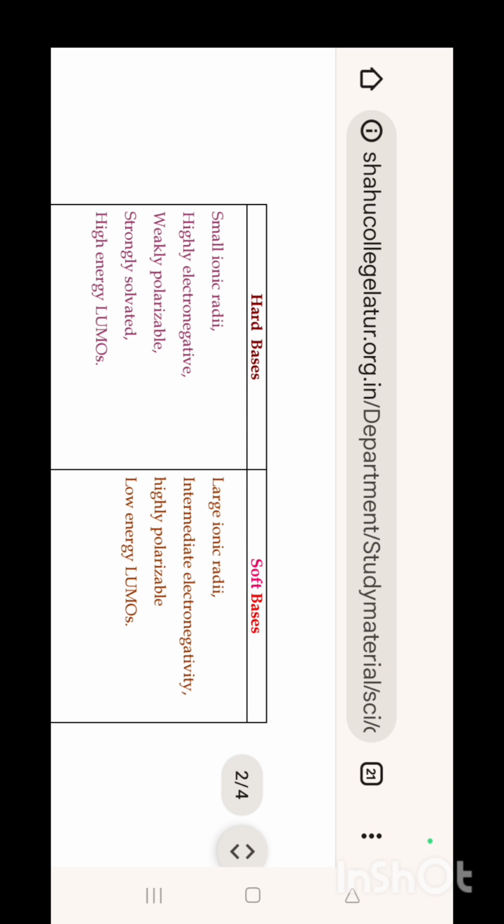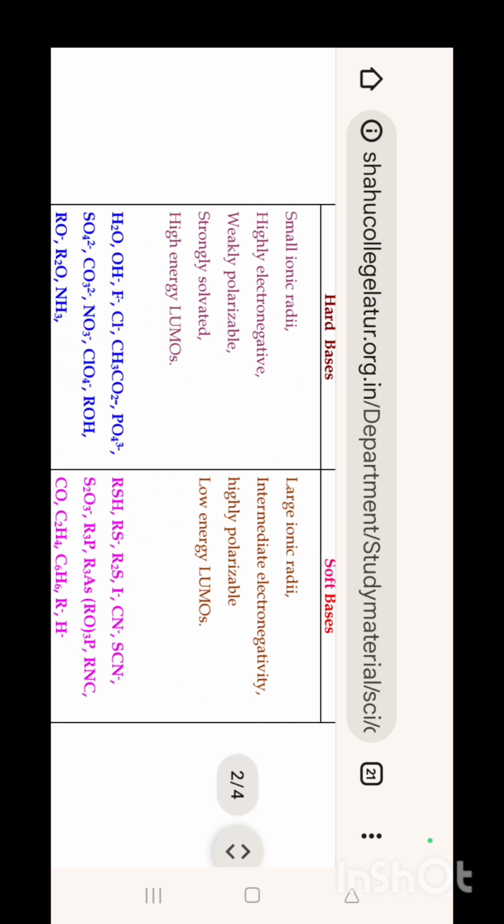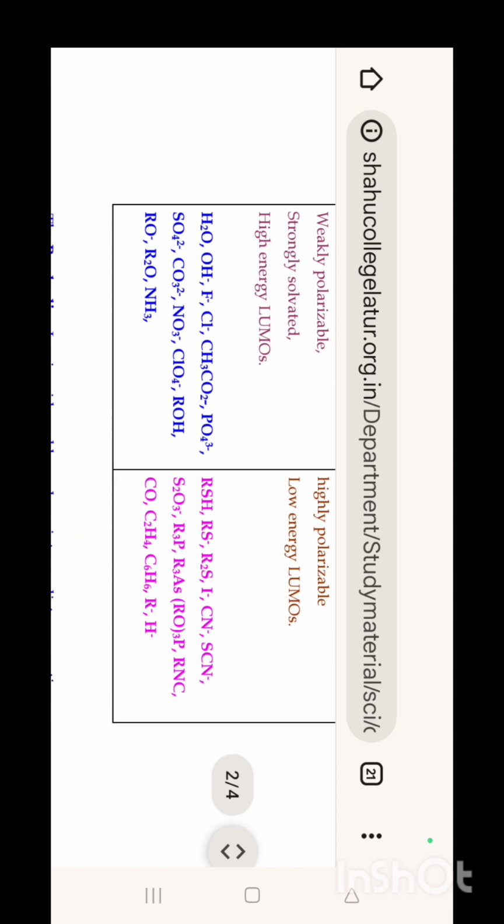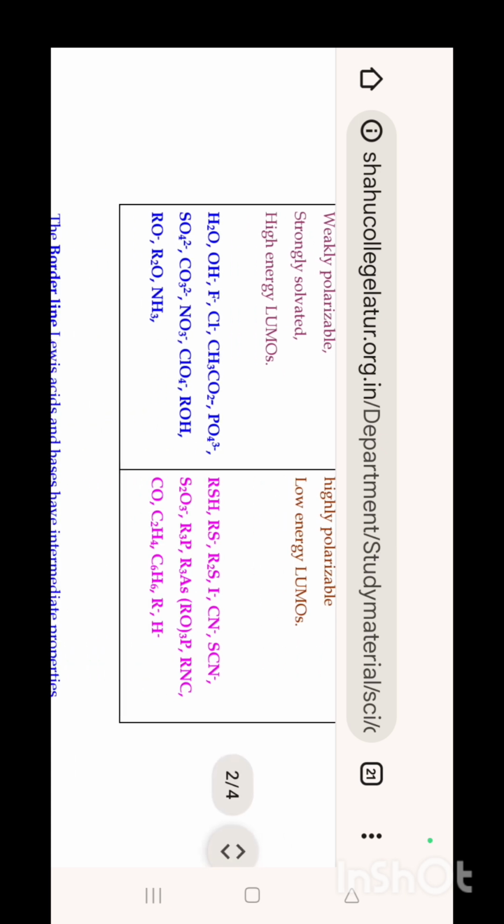And similarly for the HSAB principle, hard bases are small ionic radii having high electronegativity, weakly polarizable and strongly solvated, and they have high energy LUMOs. And soft bases are large ionic radii having intermediate electronegativity, highly polarizable, low energy. Examples of hard bases are H2O, OH⁻, F⁻, Cl⁻, PO4³⁻, RO⁻, R2O, NH3. And examples of soft bases are RSH, RS⁻, R2S, ICN⁻, SCN⁻.